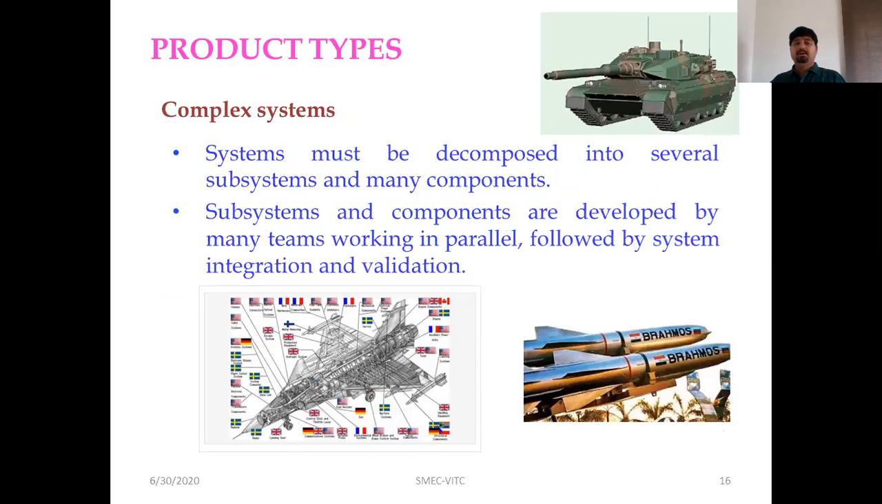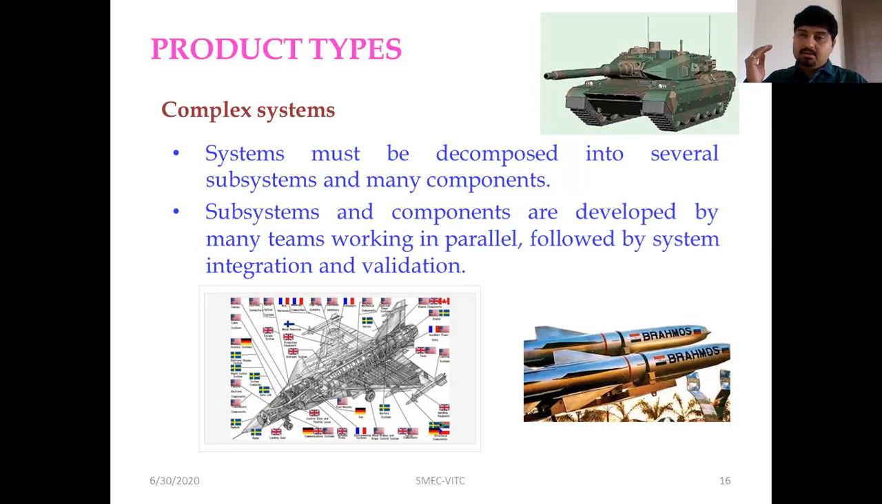The other one is a very important segment of product, which is called complex systems. Systems must be decomposed into several subsystems and many components, and these systems are developed by many teams working in parallel, followed by system integration and validation. It could be across the boundaries, might be across nations also, where we could see BrahMos, which has been developed in collaboration between the Russians and Indians and many other nations which participated in that.